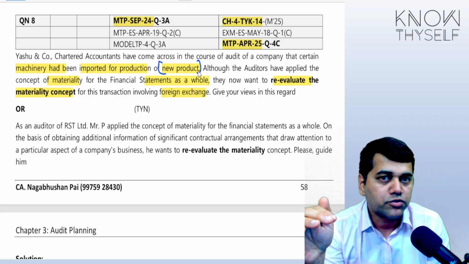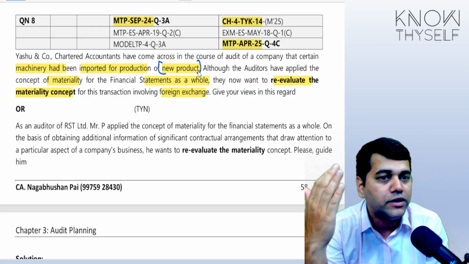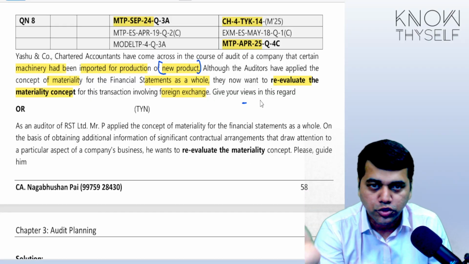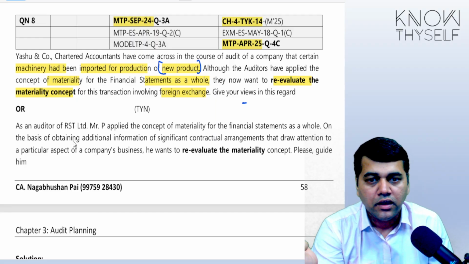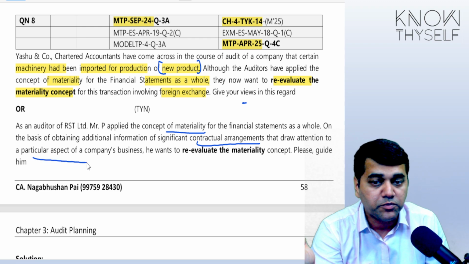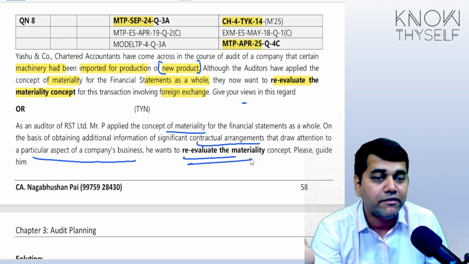So now you tell me, friends, should you not re-evaluate the materiality? Give your views. Are you supposed to re-evaluate? Okay. The auditor applied the concept of materiality, and on the basis of obtaining additional information about the contractual arrangement that affects particular aspects of the company business, you want to re-evaluate the materiality.